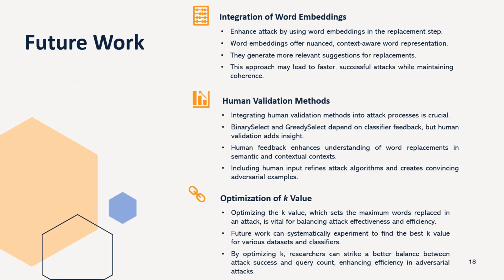Future work holds integrating word embeddings, enhancing the attack by using word embeddings in the replacement stage. Word embeddings offer context-aware word representations. They generate more relevant suggestions for replacement. Second, we should integrate a human validation method into the attack process. Binary select and greedy select depend on classifier feedback, but human validation would add more insight. Human feedback will enhance understanding of word replacement in semantic context.